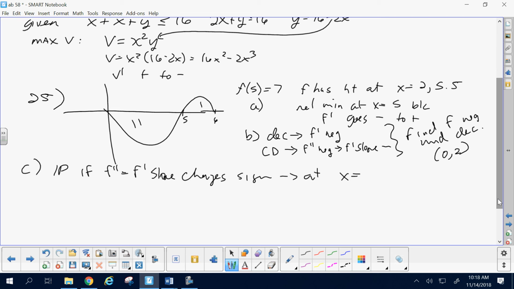So F double prime would change signs where F prime changes from increasing to decreasing or vice versa, so with those two places.